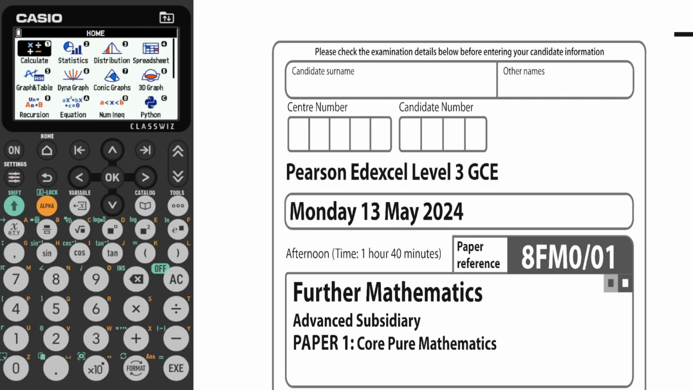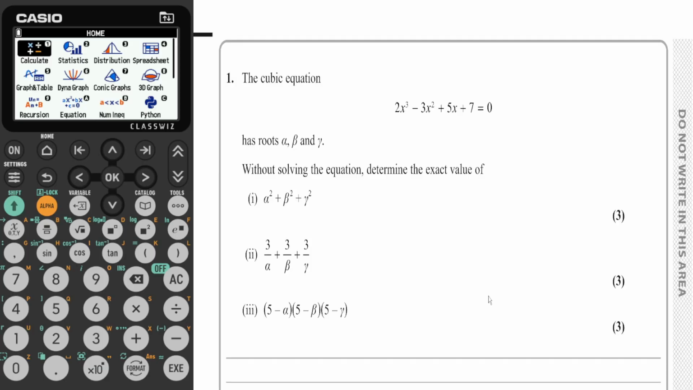This is the EdExcel AS Level Further Maths Paper 1 covering the Core Pure module, and this is from the 2024 series. Question number 1. The cubic equation 2x cubed subtract 3x squared plus 5x plus 7 equals 0 has roots alpha, beta and gamma.